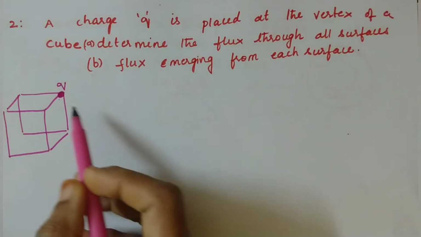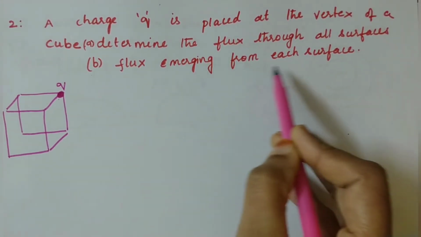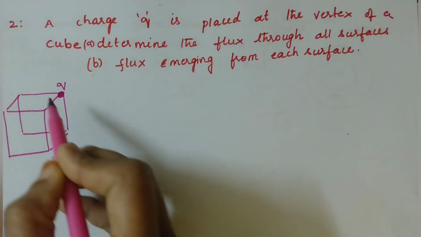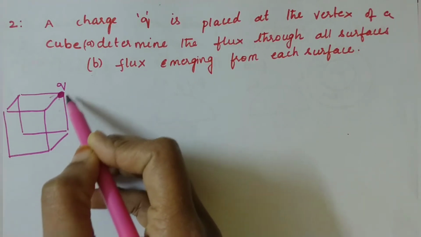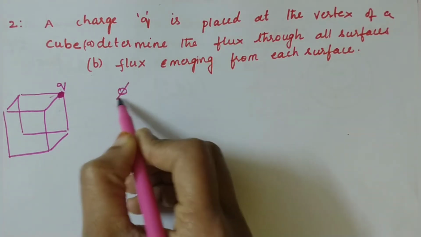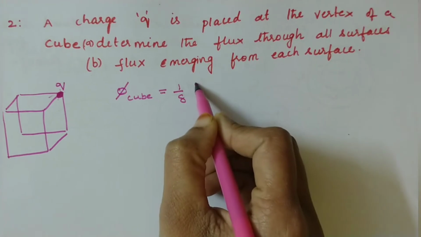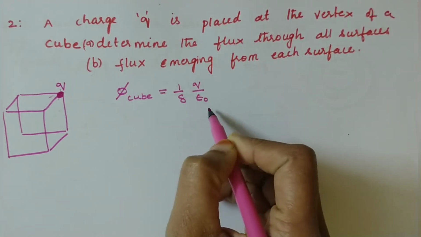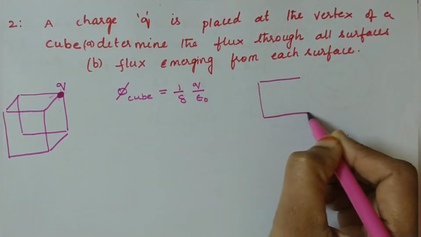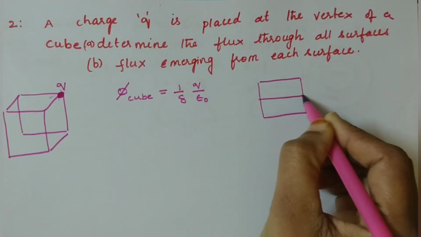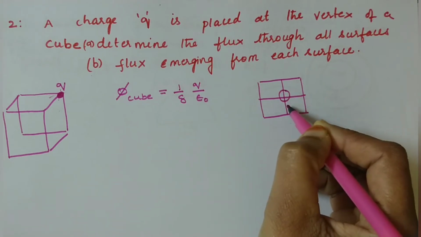In this question, a charge Q is placed at the vertex of a cube and you need to find the flux from all the surfaces and also the flux from each surface. Since the charge is at the corner of the cube, 1/8 of the charge is inside this cube, the remaining part is outside. So flux through the whole cube would be 1/8 times Q by epsilon naught. You can imagine, say, a circle at the center of 4 squares, it's a 2-dimensional structure.